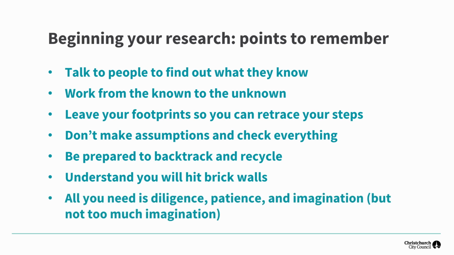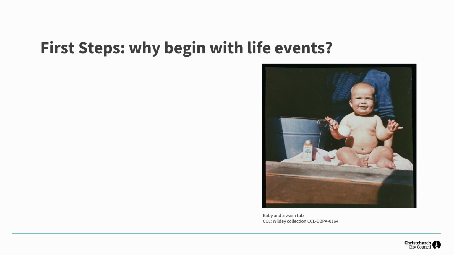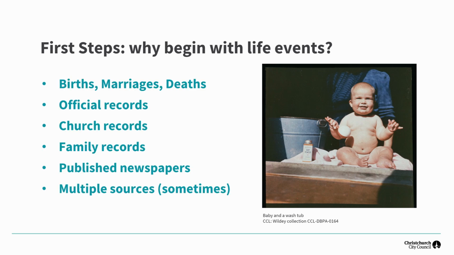So lots of patience, dogged work, going around in circles but avoiding rabbit holes, and sometimes following that leap of intuition and thinking about what could have happened. But you need to find the evidence and confirm that it did happen. So why do we start with life events, i.e. births, deaths and marriages? It's really because these are probably the most reliable pieces of information that can help to pin down an ancestor's life, probably the closest you can get to the truth.